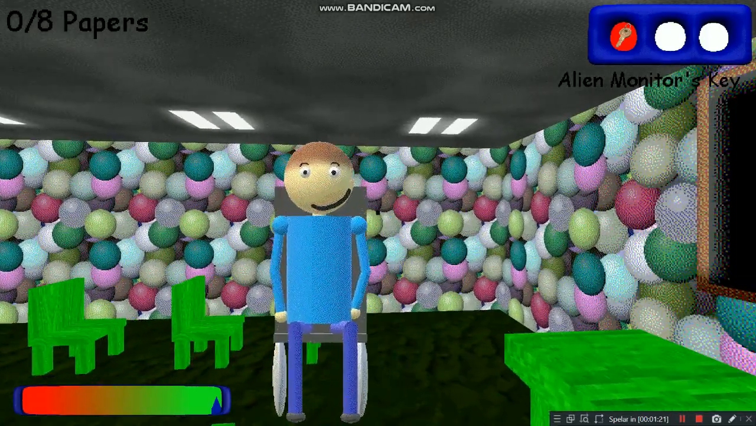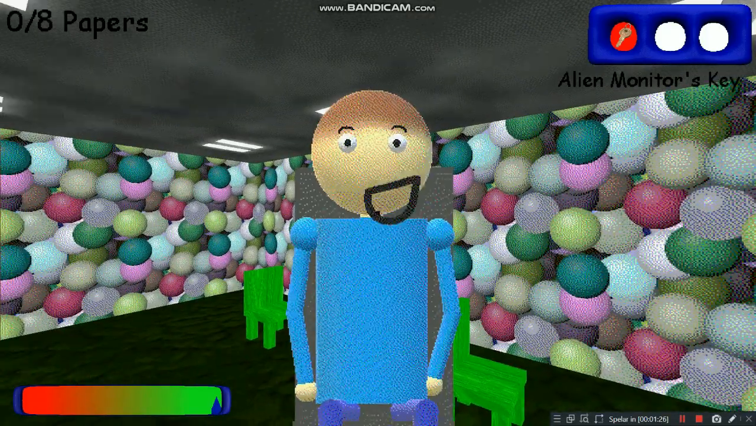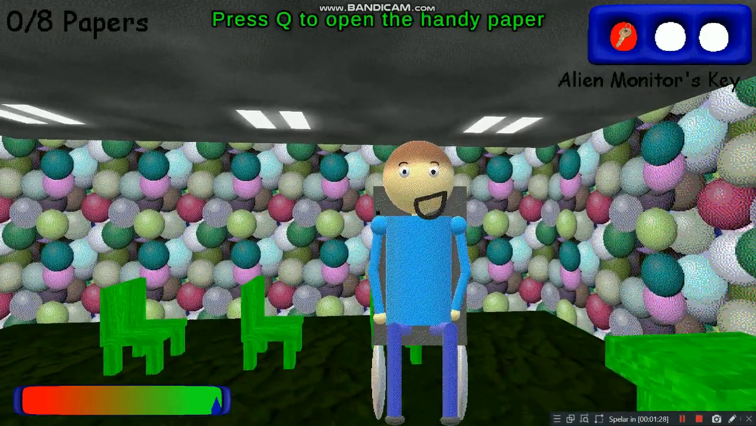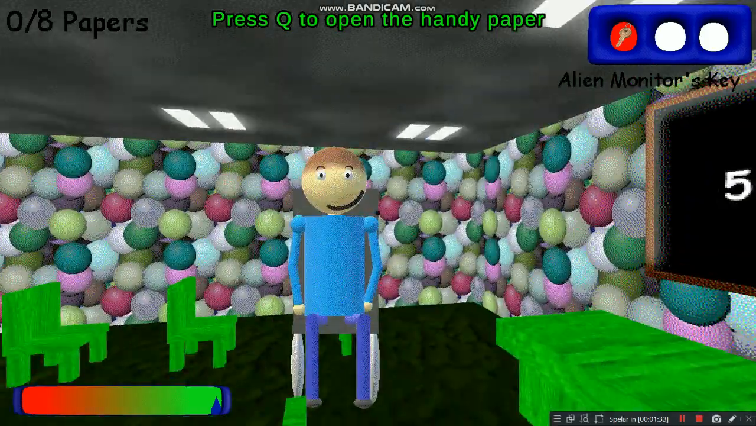Oh! Did you need that? It's okay! I'll give it back when you solve this math problem on the board first. To solve the problem, take out your handy sheet of paper by pressing the Q key.